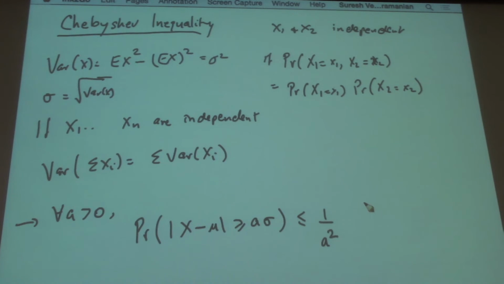Any questions about this? I'm going to give an example now, but before I do that, any questions about the statement of the result and why it's a tail model?